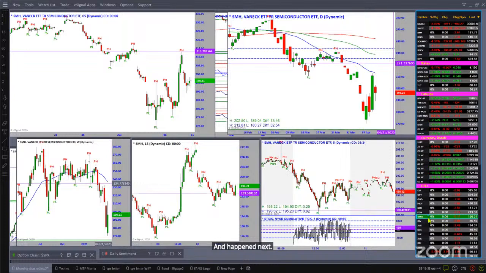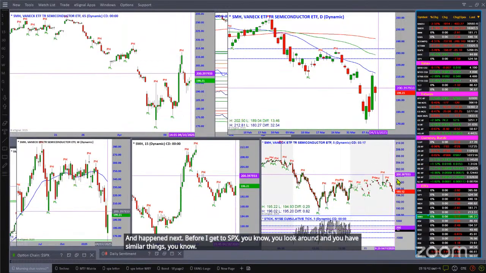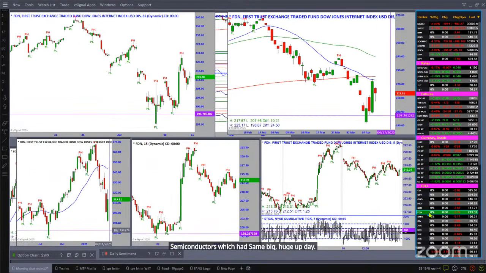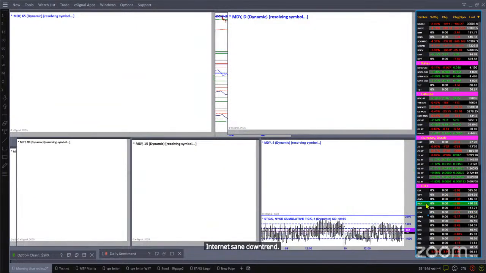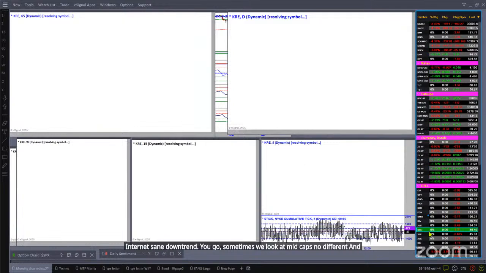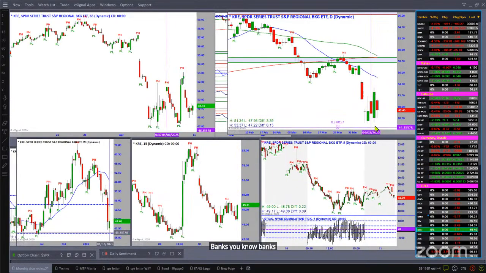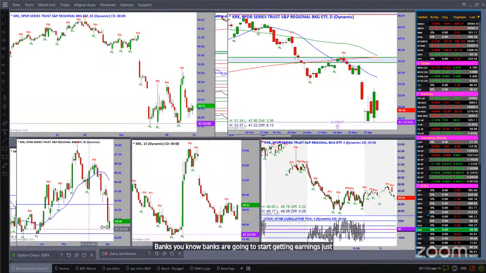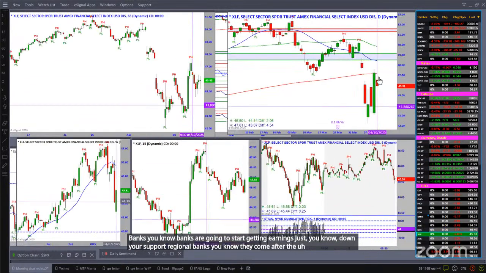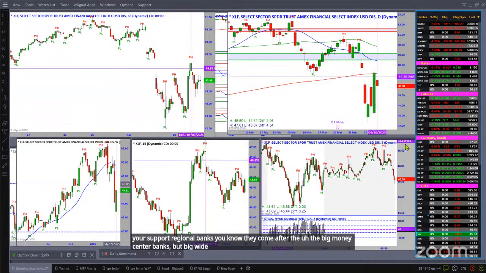Before I get to SPX, you look around and you have similar things, semiconductors, which had the same big, huge up day. Internet, same downtrend. Sometimes we look at mid caps, no different. And banks are going to start getting earnings, just down near support, regional banks. They come after the big money center banks, but big, wide, whippy price action. It's not at support yet.